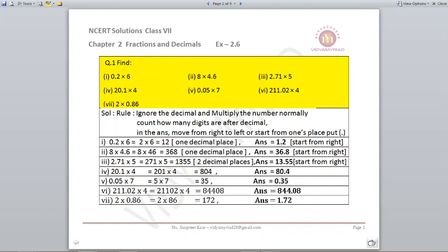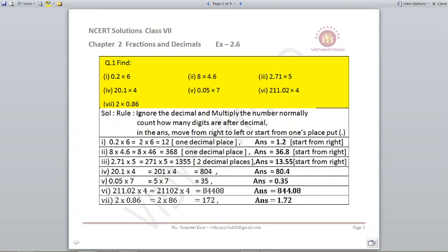In the answer, I will start from my right and move towards left. So 12, I will start from 2 and go backwards, or I will start from one's place, count one place and put the decimal. So 2 is the one place and then there will be the decimal. So the answer is 1.2. Next, 8 multiplied by 4.6.